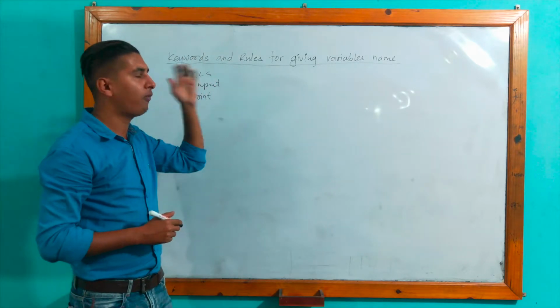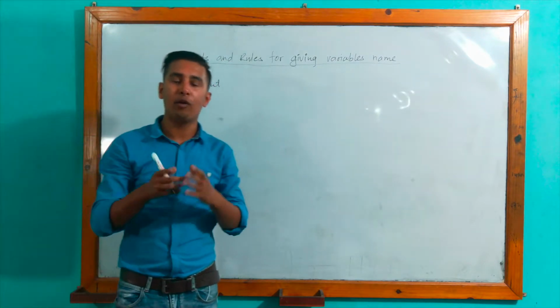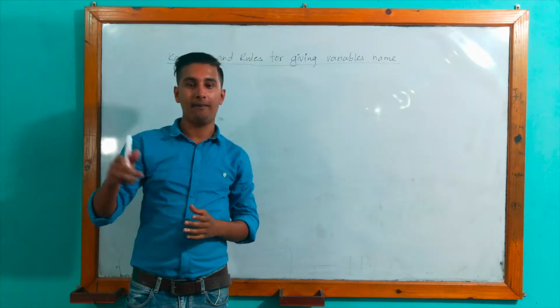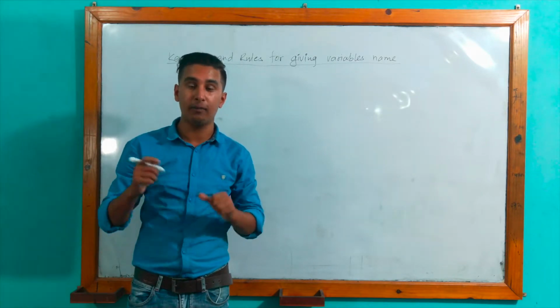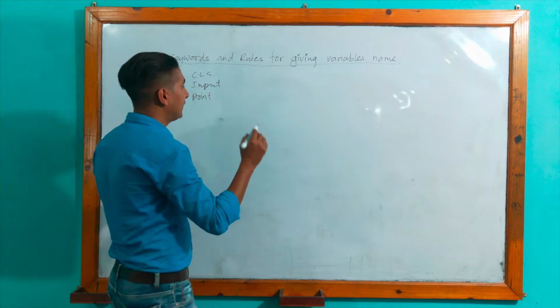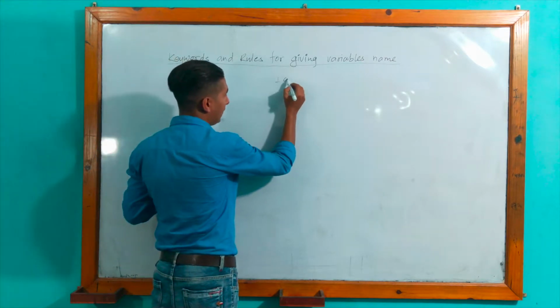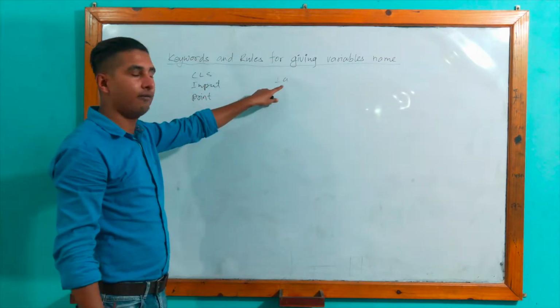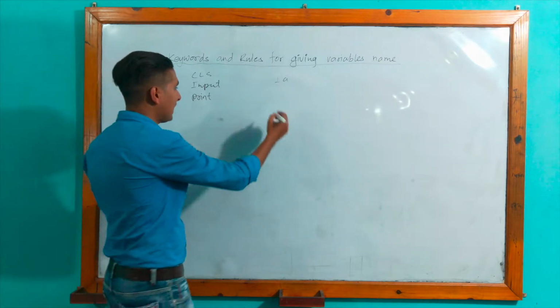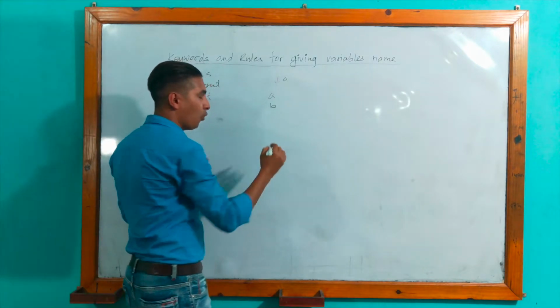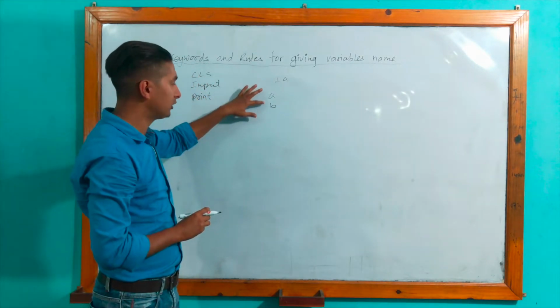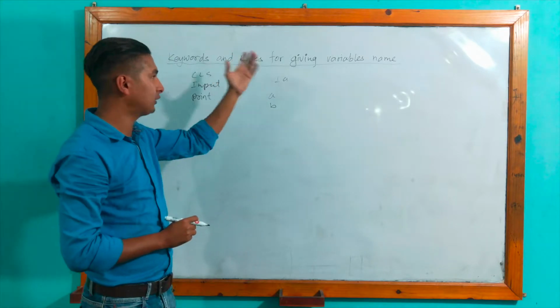So the first rule is variable name must start with an alphabet. That is, the first character of a variable must be an alphabet. You cannot give a variable name like 1A. The first character of a variable must be an alphabet, that is either A, B, whatever. But the first character must be an alphabet. That is the first rule.